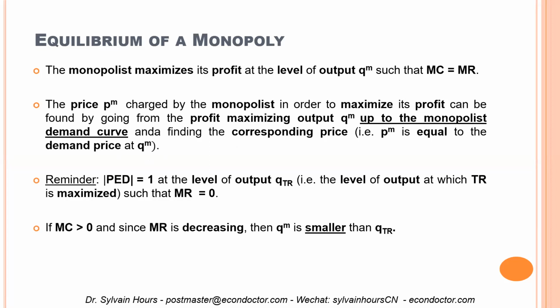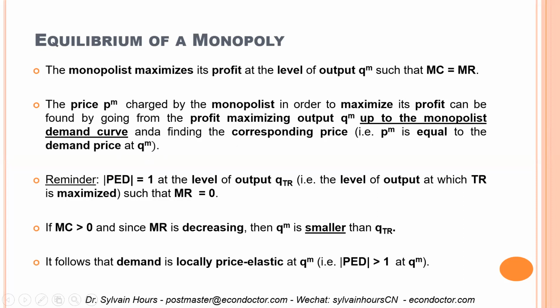And you could tell your students that the level of output QM at which we maximize profit is lower or smaller than the quantity at which we maximize total revenue, simply because the marginal cost is positive. Again, I will illustrate that with the diagram. It's going to be much easier.